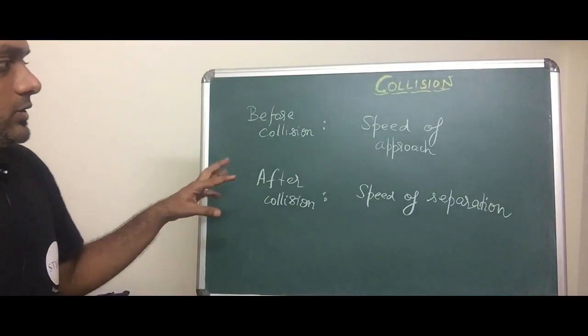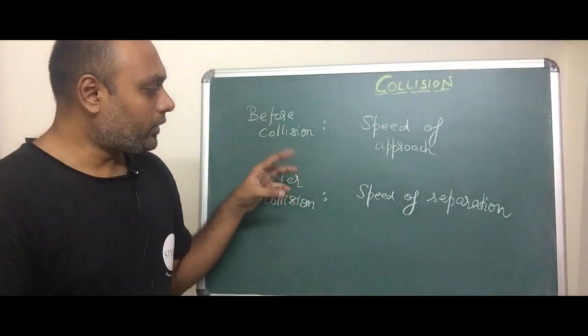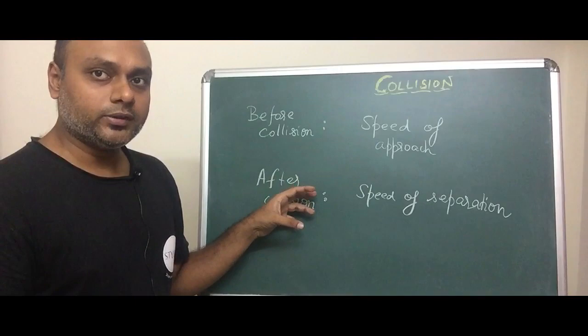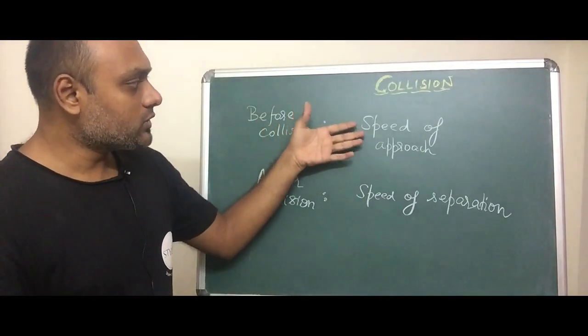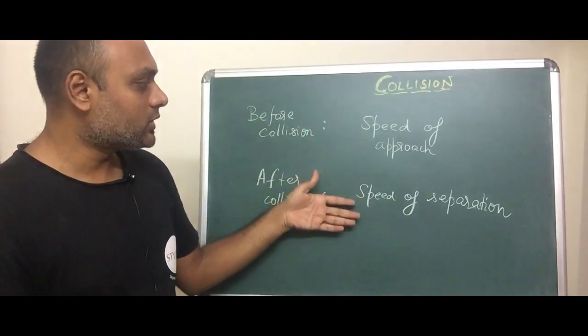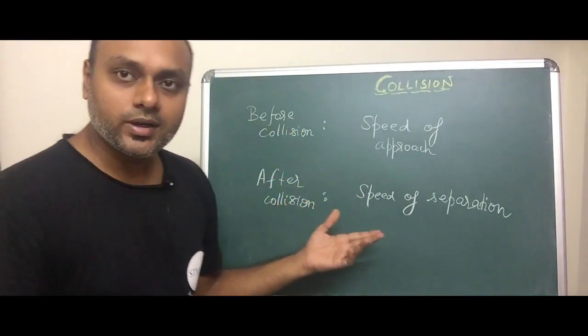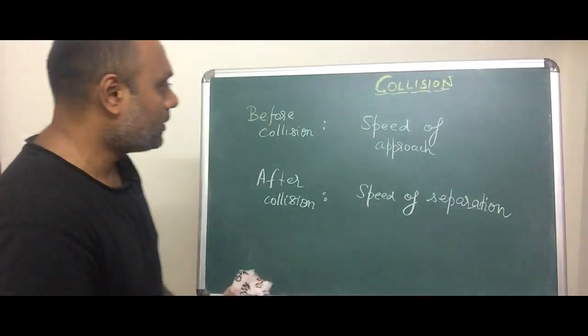Alright, now I will draw some particular examples, some particular situations. Through those examples you will be able to understand what is meant by speed of approach and what is speed of separation, the things that happen before collision and after collision.